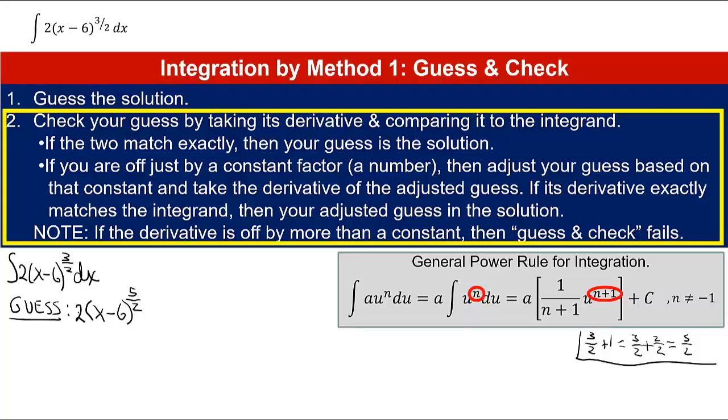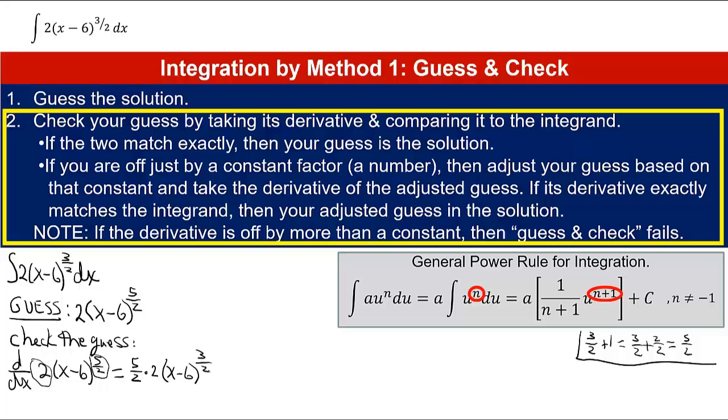My guess has to be checked. How do I check the guess? By taking the derivative of it. Okay, by the power rule, you multiply the exponent times the coefficient. So you get 5/2 times 2. Write the base down. Reduce the power by 1. 5/2 minus 1, which is 2/2, would be 3/2.